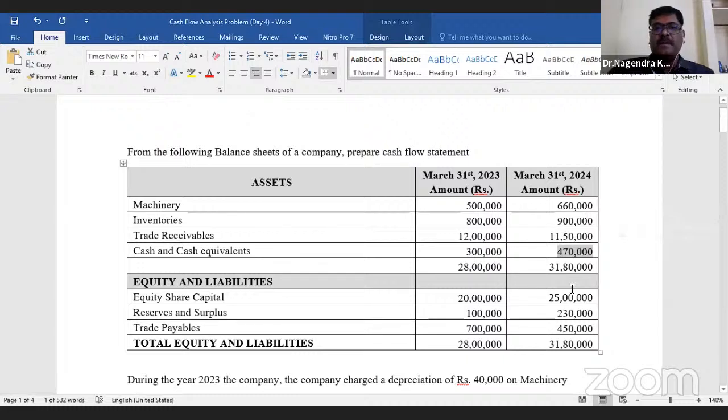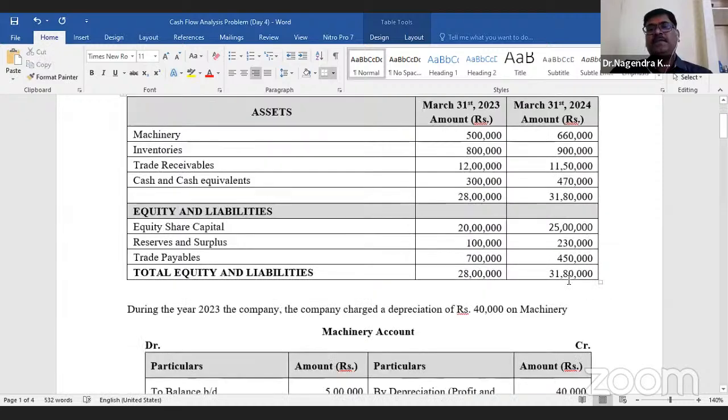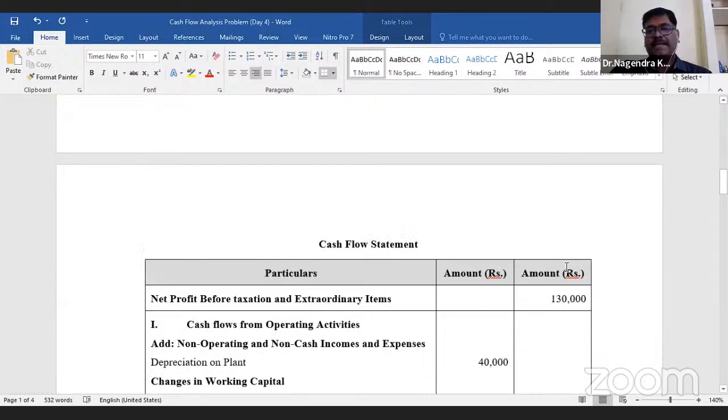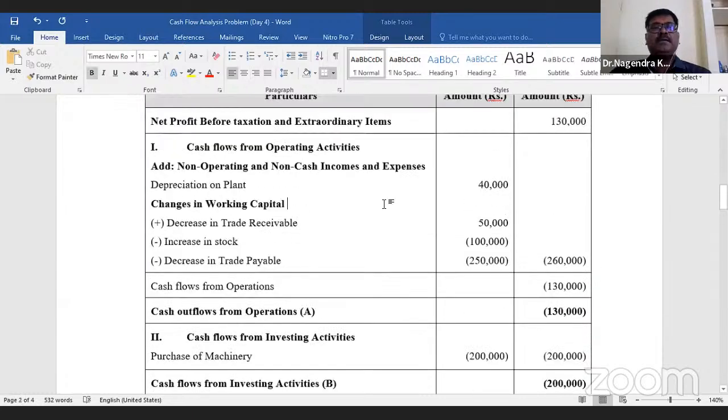So initially we had a cash of 3 lakhs rupees, and at the end of the year we have a cash balance of 4,70,000 rupees. How did we get this 4,70,000 rupees? After preparing the cash flow statement, we understand that from operations we derived negative cash flows, a cash outflow. That means the revenues generated during the year are not sufficient. So, apart from adding the non-cash expenses like depreciation on plant and trade receivables, due to the increase in the stock value, that means more stock is in.